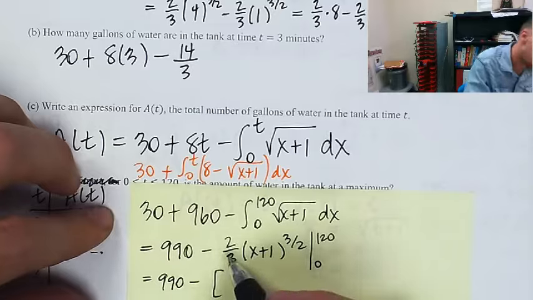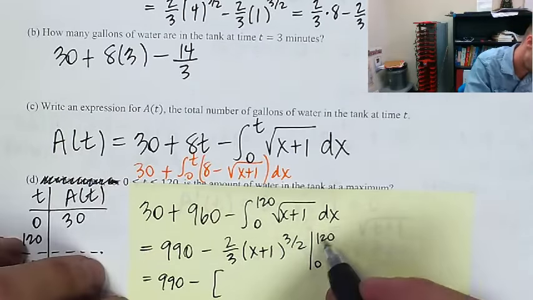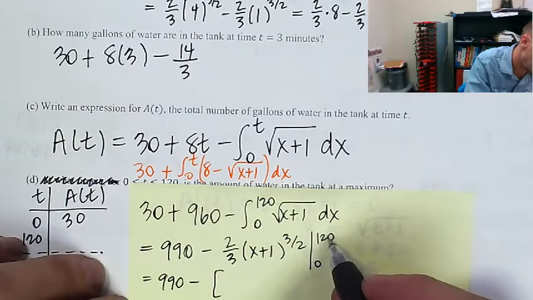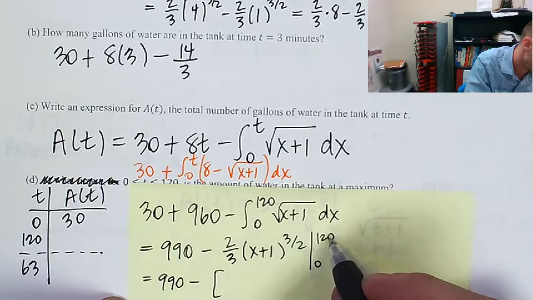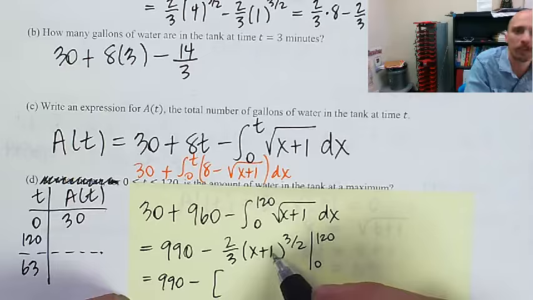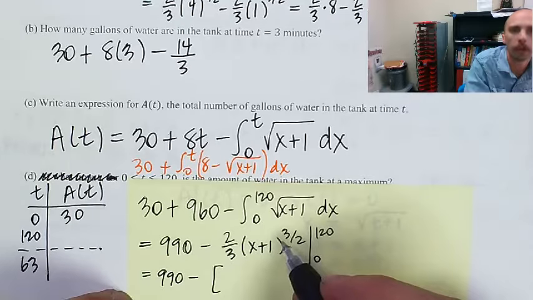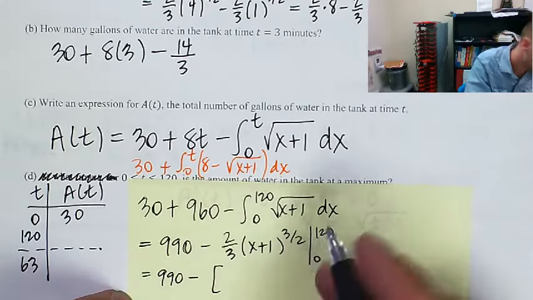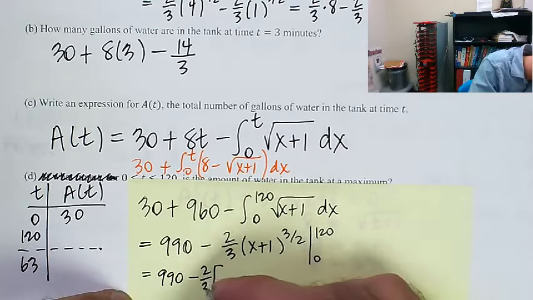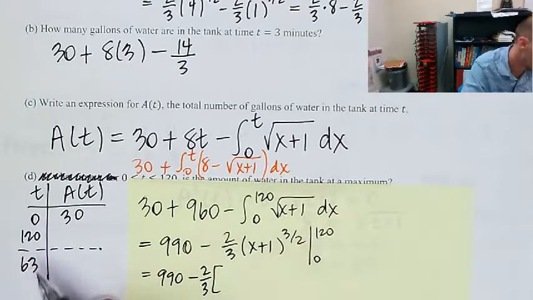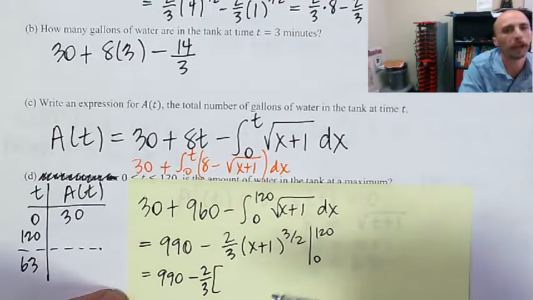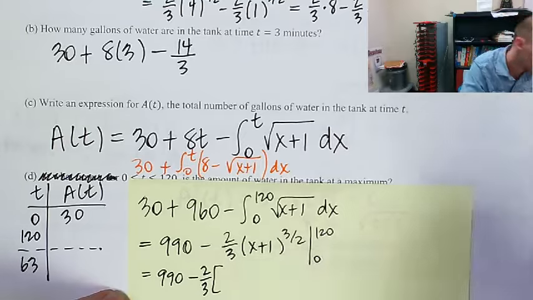And then what's going to happen here? 2/3 of 121 to the 3/2. Oh my. Well, that'll be 11 cubed. That's a big number, and you're not supposed to know that, so I'm just going to hold on to it. I might also factor that out, because then when I run 63 through here, I'll be able to just compare the numbers on the inside, if that makes sense.